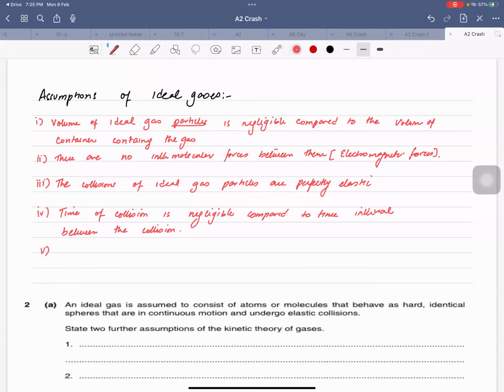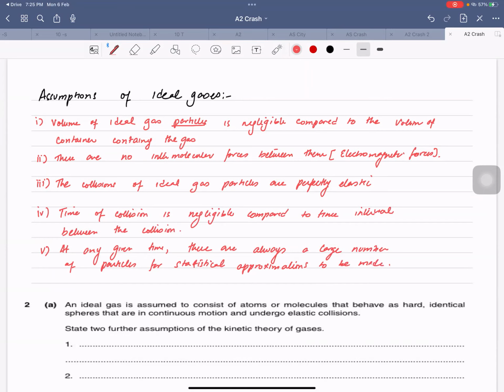The fifth thing that you should remember is that at any given time, there are always a large number of particles for statistical approximations to be made. All right, so that's how these five assumptions must be remembered always.